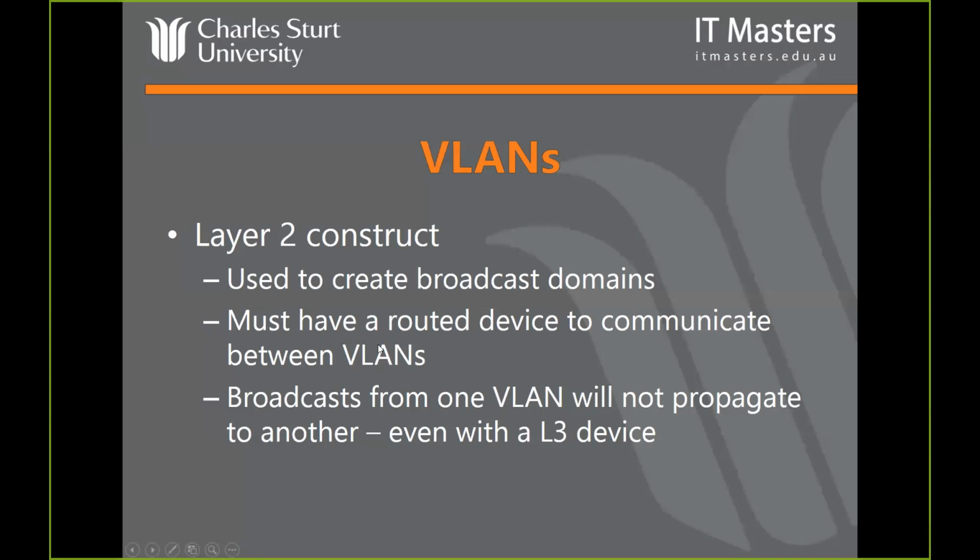Yeah, so it must have a routed device to communicate. Broadcast from one VLAN will not propagate to another, even with a layer 3 device. So this is what we've been talking about. Routers, which are layer 3 devices, or firewalls or whatever, will not propagate broadcasts across that under any circumstances.